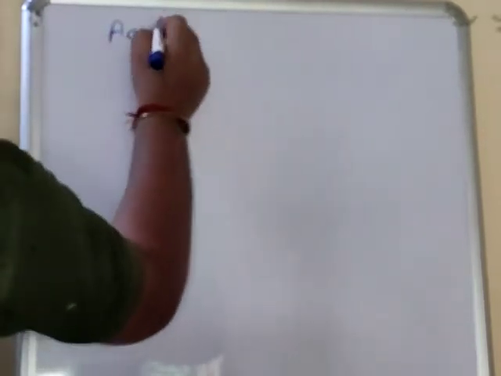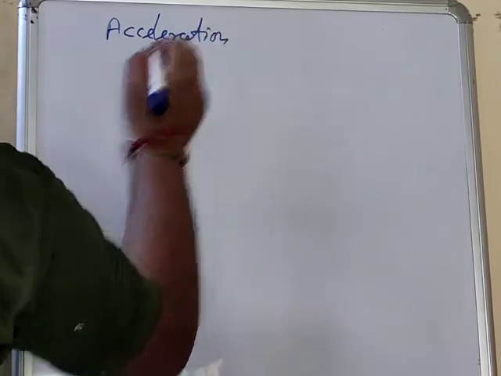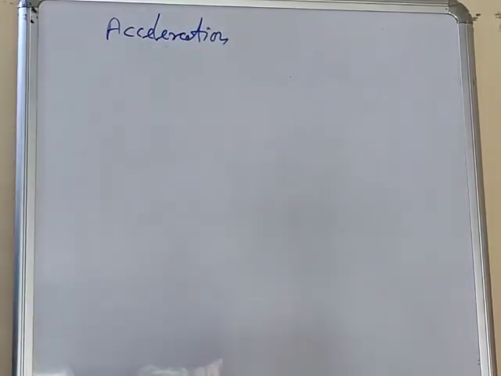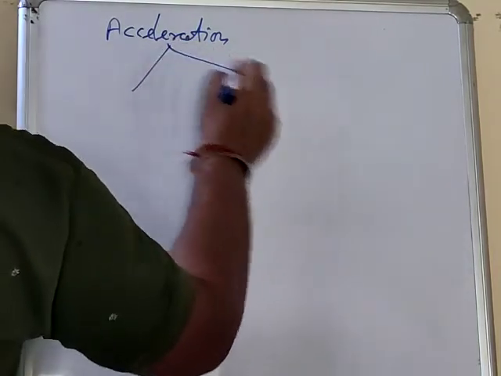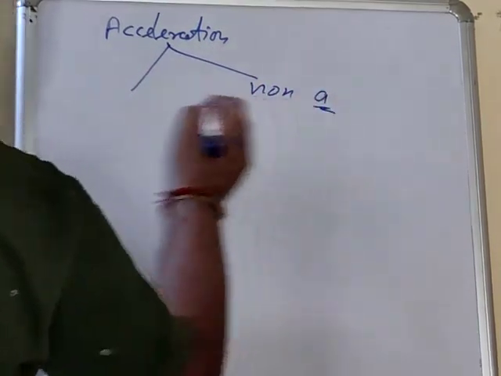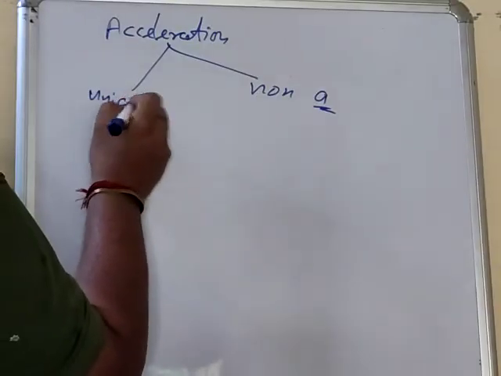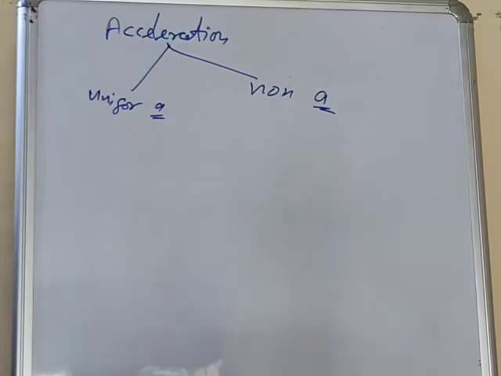Next graph we will see: what about uniform acceleration and non-uniform acceleration. We have seen uniform motion and non-uniform motion. But what about uniform acceleration and non-uniform acceleration? In a simple way you can define it. But first of all, what is acceleration? Acceleration is rate of change of velocity. So for uniform acceleration and non-uniform acceleration, how will you define them?